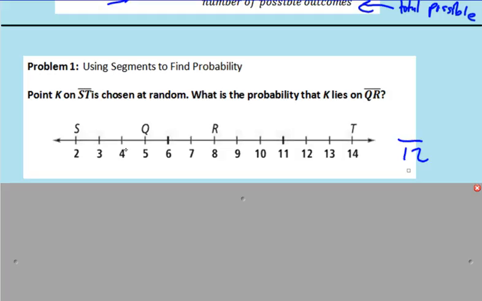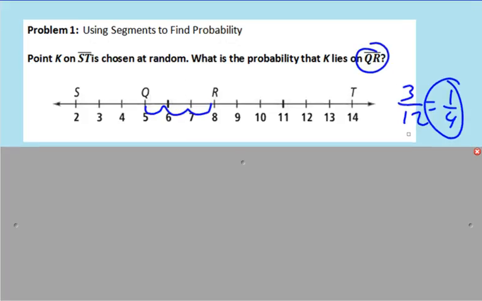12 lengths there. And if we're trying to find the probability that it's in QR, the favorable outcomes would be, we have 1, 2, 3 of them total. So 3 favorable out of 12 would be 1/4. That would be your probability. All right? Make sure you're looking at the correct favorable outcomes and the totals. Don't assume that you have a total of 14 when it just starts at 2.